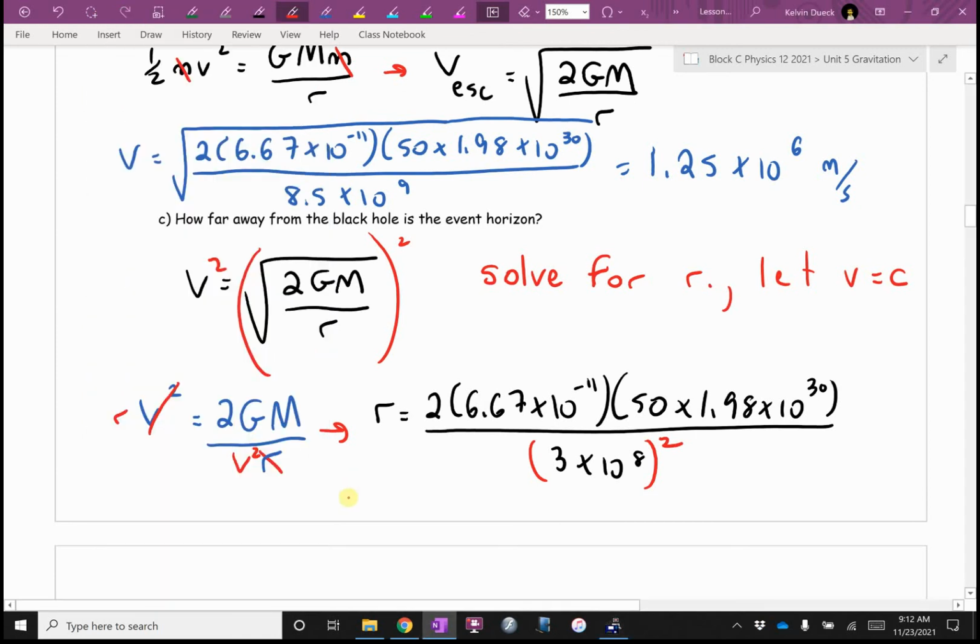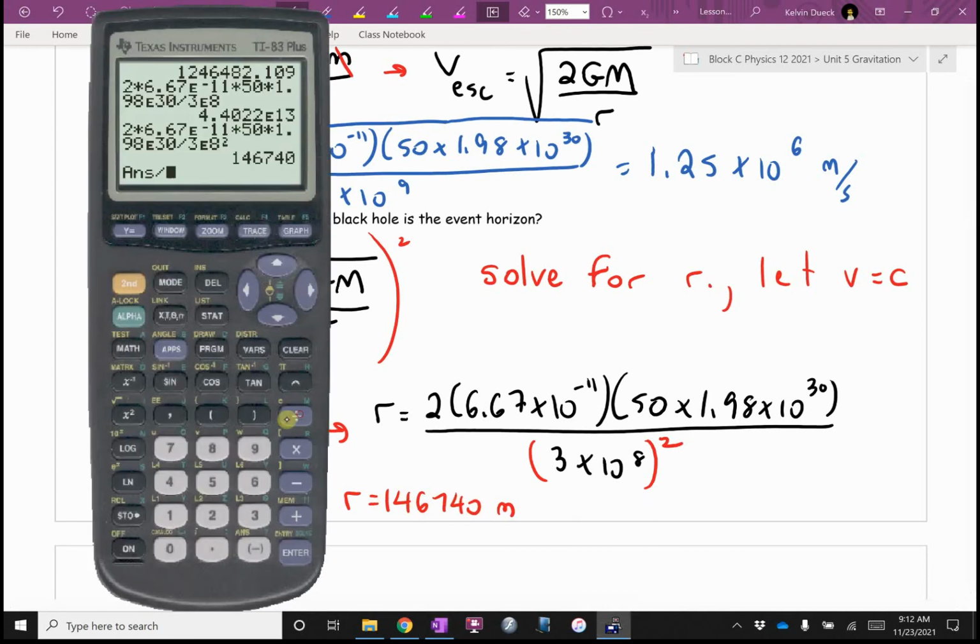146740 meters. Or divide by 1,000. We would say this black hole had a radius of about 146 kilometers. 147. Okay? So its diameter would be about 300 kilometers. So about from Vancouver to Kelowna? But you've got packed into that distance 50 times the mass of the sun.